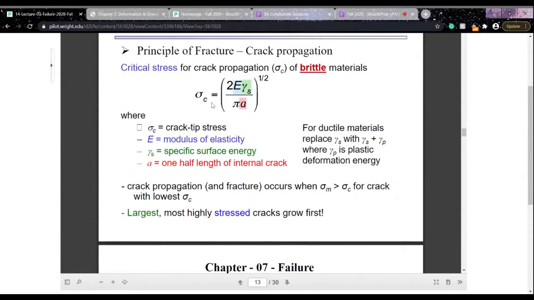And then to calculate the critical stress for crack propagation, when you have the specific surface energy and the modulus of elasticity, then you can use this equation. So sigma c is equal to (2E times gamma s over pi a) whole power half. So here E is the modulus of elasticity, gamma s is the surface energy, and a is half of the internal crack length, or the length of the surface crack. And here the crack propagation occurs when sigma m is greater than sigma c, where sigma c is the critical stress for the crack propagation.